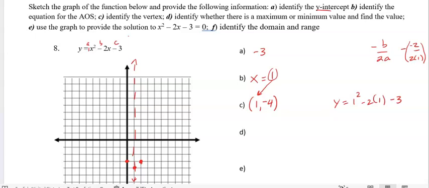Letter D: is there a maximum or a minimum? Well, you can already tell just from the graph that this is going to open upward, meaning the vertex is at the very bottom of the parabola, so we're going to have a minimum.